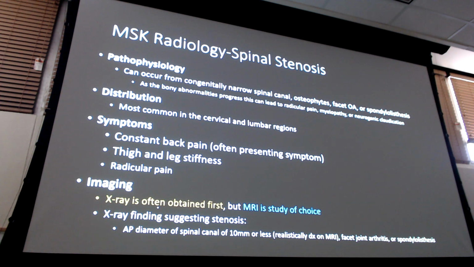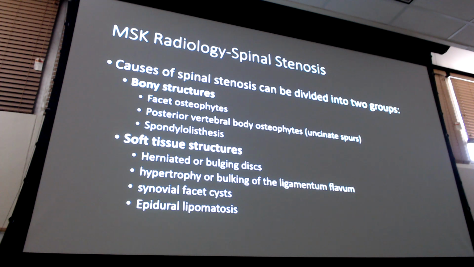Spondylolisthesis we'll talk about. We'll see different pictures on that. But looking for spinal stenosis, MRI is your study of choice. Here are all the reasons I just said why it can happen: facet osteophytes, posterior vertebral body spurs, spondylolisthesis, bulging discs.